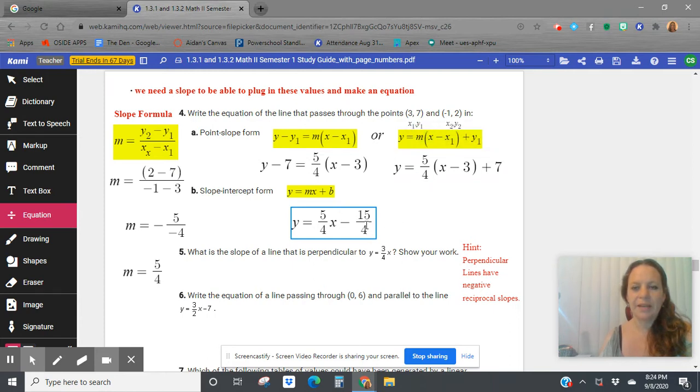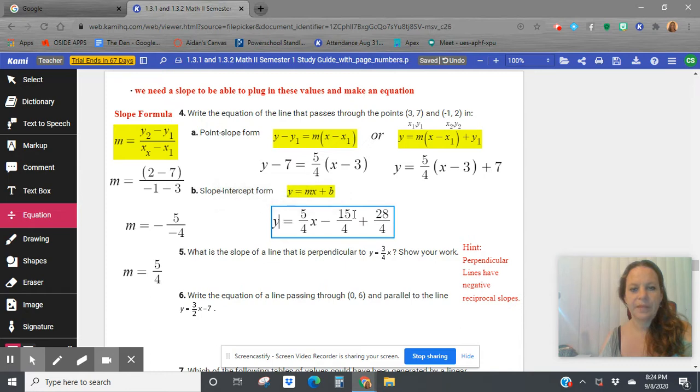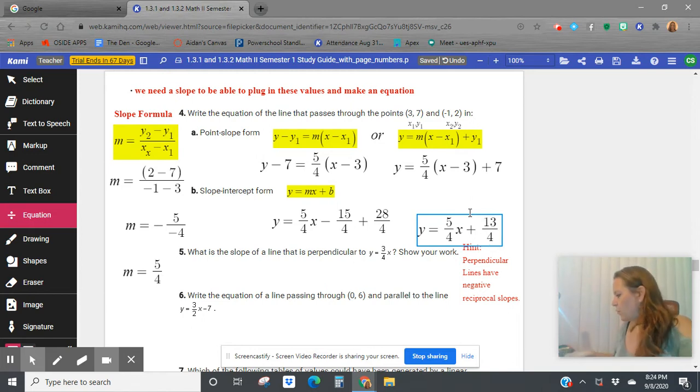And then it's plus 7, but I want to put this in terms of fourths. So if I do 7 times 4, that's 28/4. My final answer for this one is combining negative 15/4 plus 28/4. And so I'm getting 13/4. How'd you do?